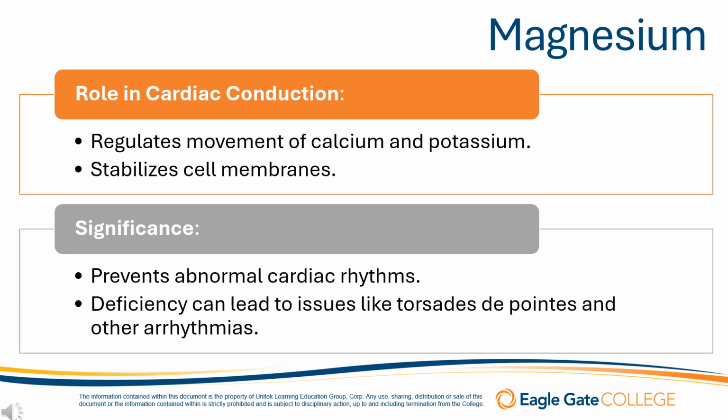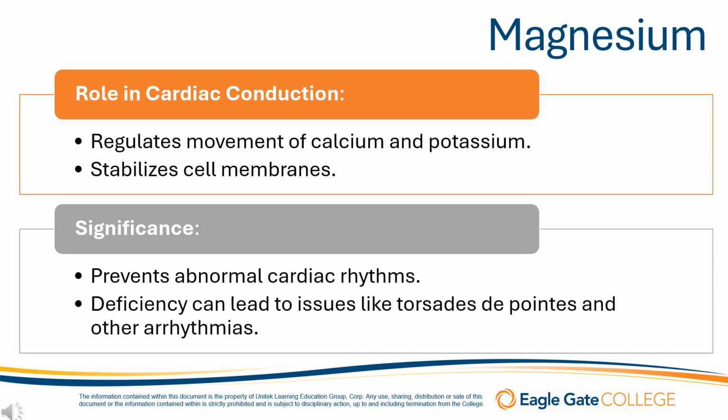Magnesium acts as a natural calcium antagonist. It helps to control the amount of calcium entering the heart muscle cells during each action potential. By regulating calcium influx, magnesium ensures that the heart muscle contracts appropriately and helps to prevent excessive contraction, which can lead to arrhythmias. Magnesium is also essential for maintaining the proper balance of potassium within the cardiac cells.